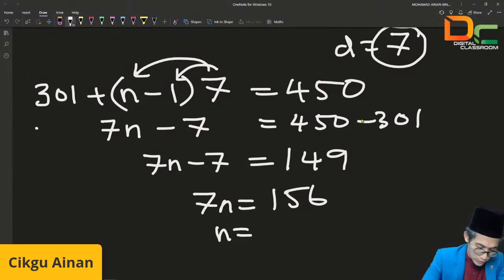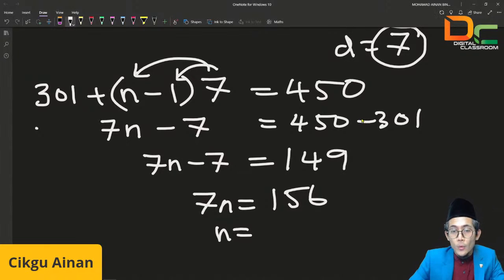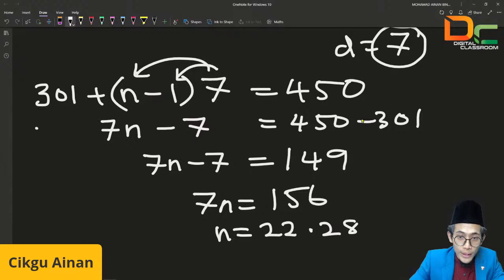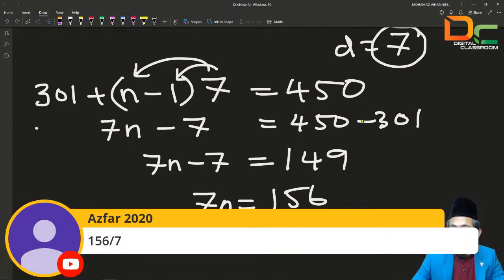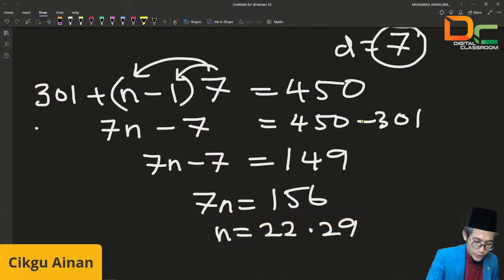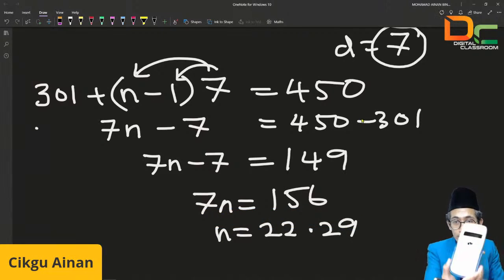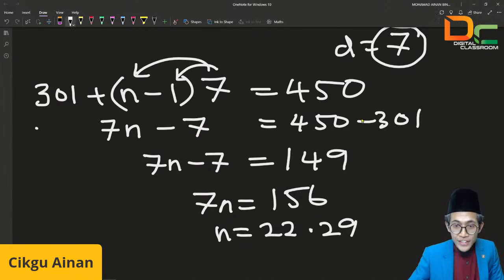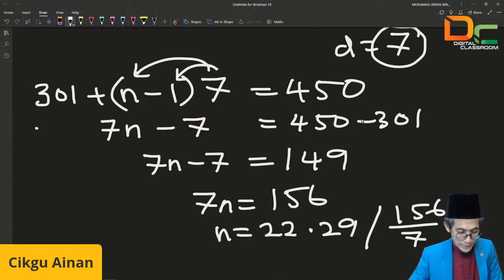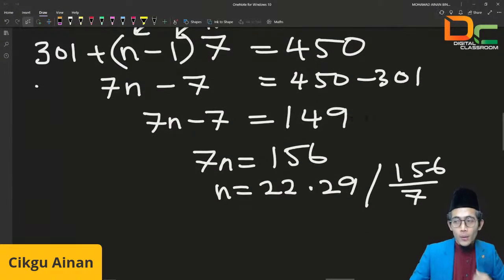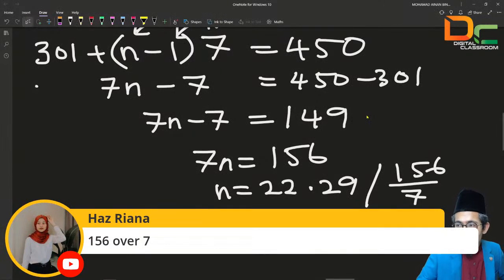Okay, betul. Now we divide, we get 22.285. Tak payahlah banyak, 29 dah lah. Okay, good. Ada yang pakai kalkulator silver mahal gini ni, kamu dapat this figure lah. Okay, you get 156 over 7. Betul. Okay, now what does it mean by this number?